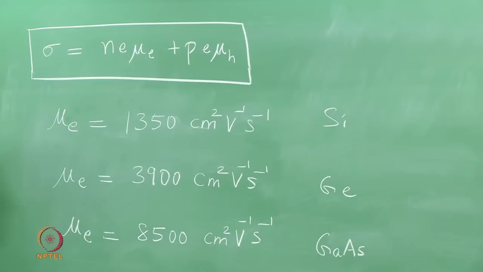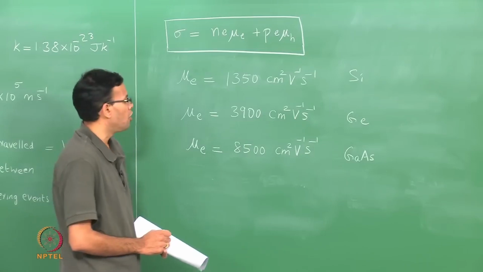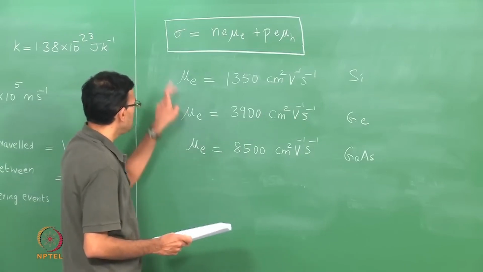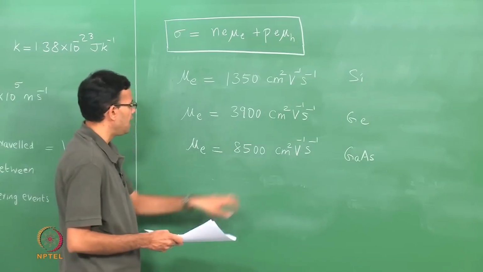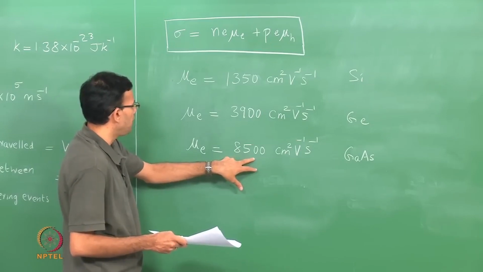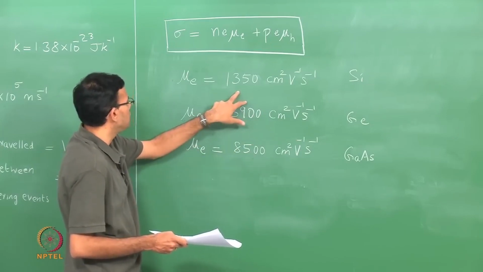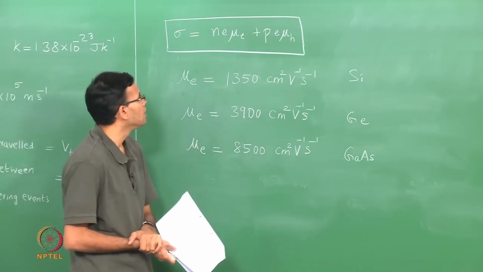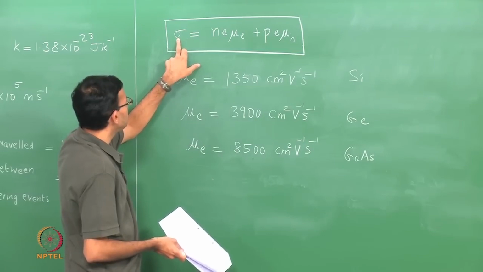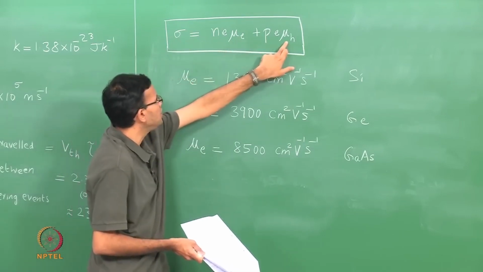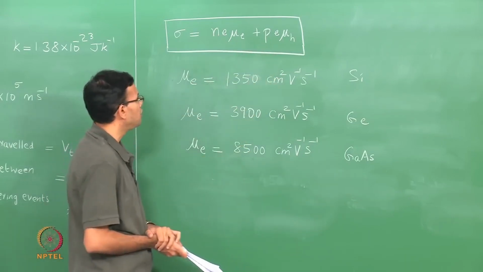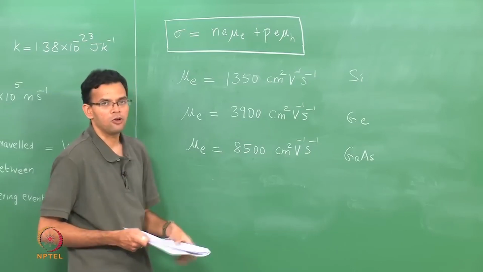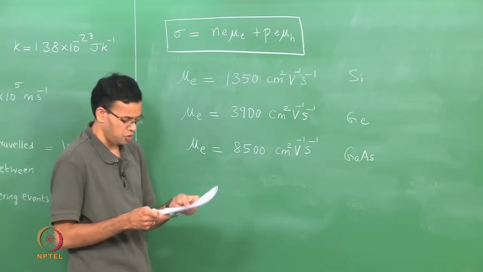So, if you want to improve the conductivity of a material and you are asked to choose materials in order to have higher conductivity, just based upon the mobility values, the choice would be gallium arsenide, because gallium arsenide has the highest value, 8500, which is nearly 6 or 7 times higher than that of silicon. But if you look at the expression for sigma, it not only depends upon the mobility, it also depends upon the concentration of electrons and holes. So, the next thing we will do is to calculate the electron and hole concentration as a function of temperature.